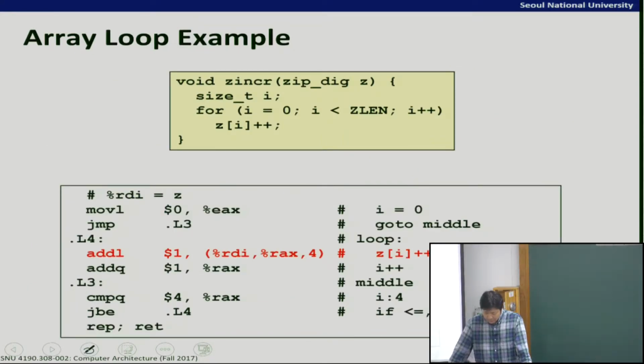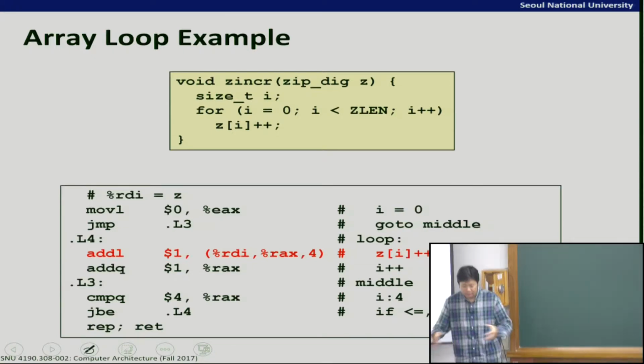Let's take a look at a loop example. Let's think about this simple loop. It receives the starting address of the array as an argument, like z. Z is the starting address of a zipdig, which is a 5-entry integer array. We enter the loop, and we increment the value of individual elements by 1. That's what this simple loop does, and there's no return value. It's a very, very simple loop.